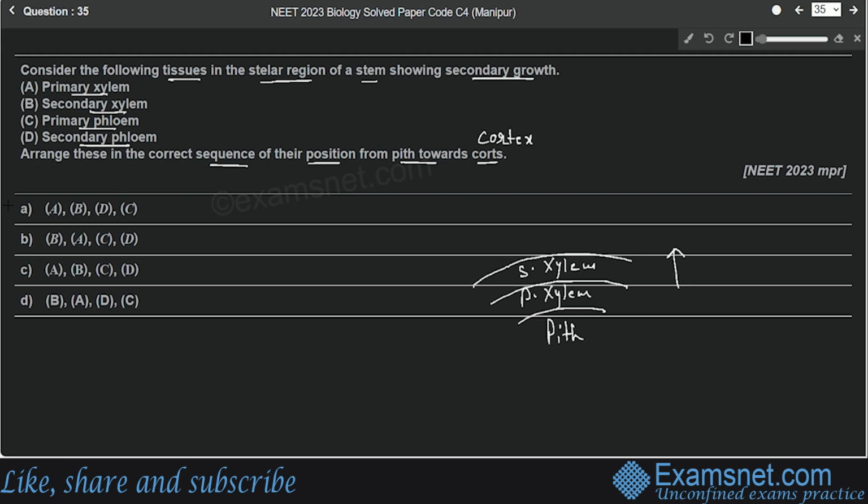Now if we come to the phloem, first we'll get secondary phloem, okay, secondary phloem, and then we'll get primary phloem. So the correct sequence will be A, then B, then D, and then C. Okay. So according to this, the correct answer will be option number A.